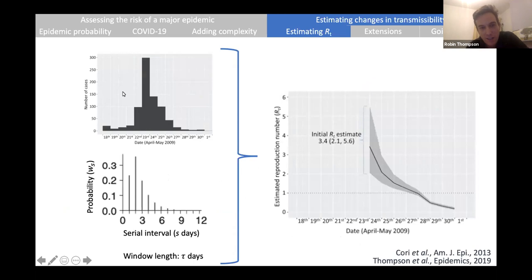So you take incidence data, you take an estimate of the serial interval, you choose this tau value, the length of the window over which you're estimating the time-dependent reproduction number. And then you obtain output that looks like the output on the right. In other words, you get an estimate for the time-dependent reproduction number on this date here that depends on the number of cases you've seen that day, but also on the tau days previously. The estimate you generate on this day here depends on the number of cases on that day, but also from the tau days previously, and so on.